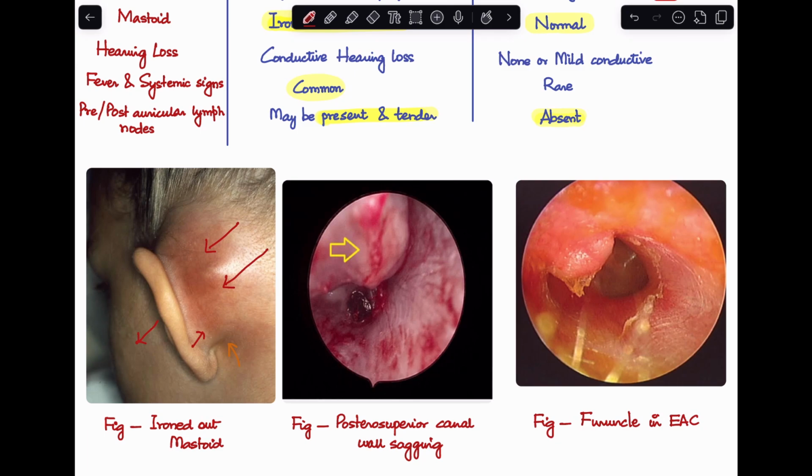The second image shows the yellow arrow, which is showing the posterior superior canal wall sagging that we see. And the last image is that of a furuncle. You can see this is the furuncle over here. We see a red tender furuncle in the external auditory canal, but the tympanic membrane is not involved.